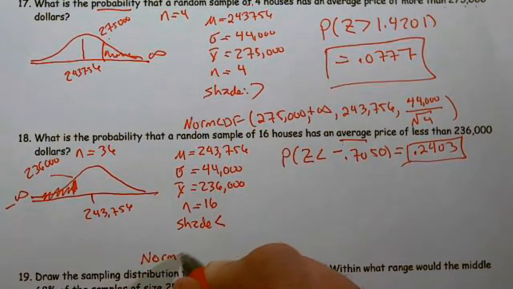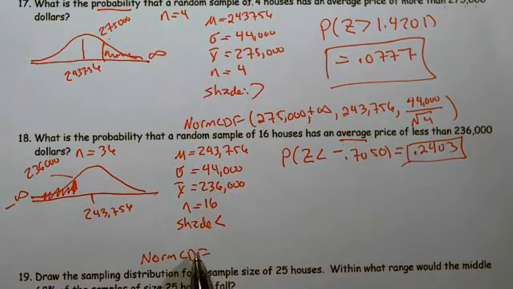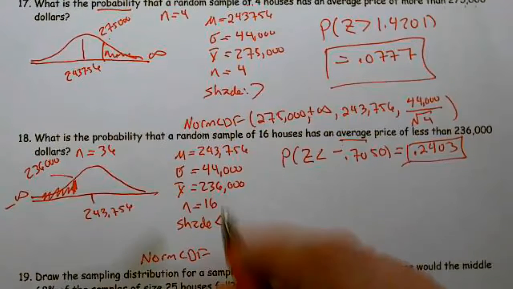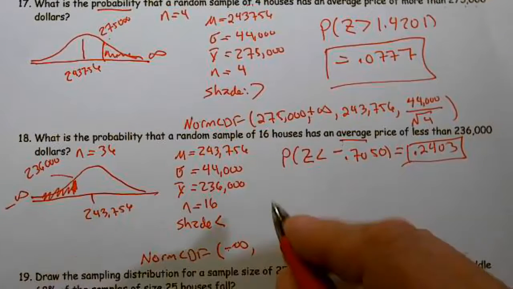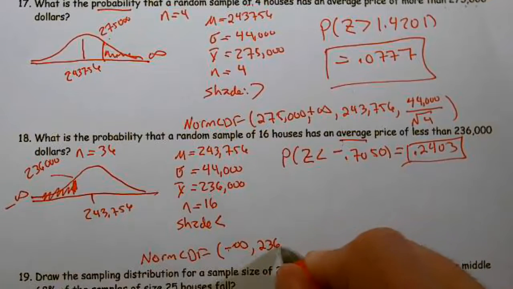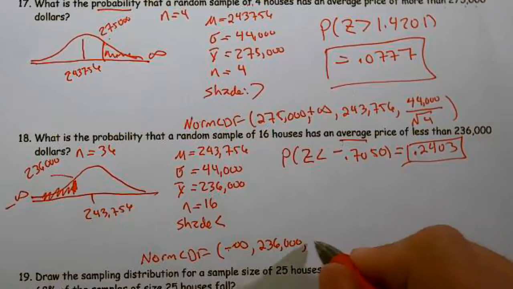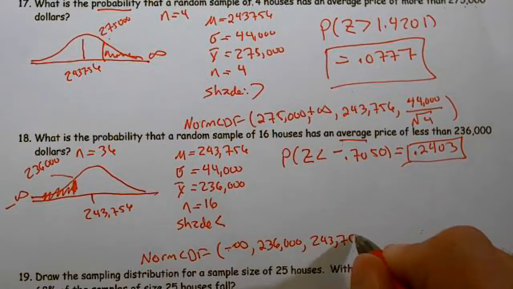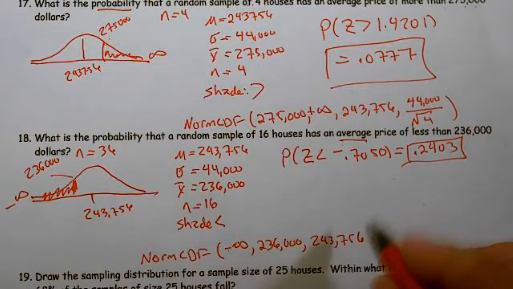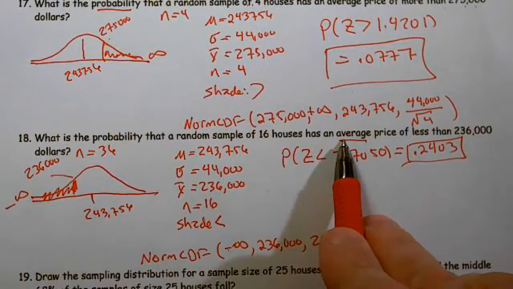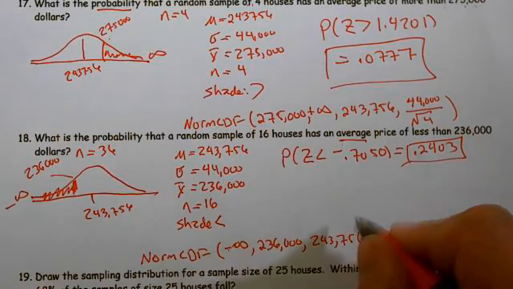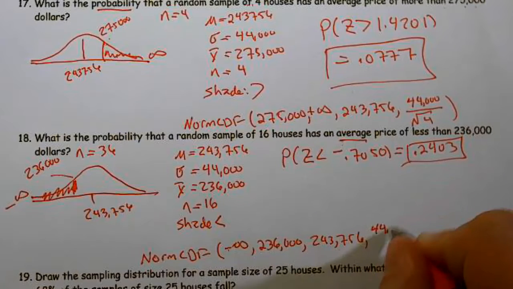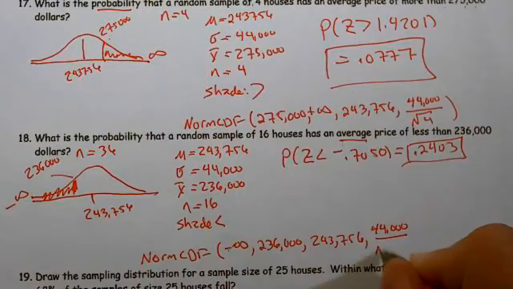Norm CDF, the lower bound, negative infinity. The upper bound, 236,000. Mean, 243,756, and our standard deviation. And you have to be really careful about this because we're talking about the average. So since we're talking about an average, we're going to have to take the 44,000 and divide by the square root of 16.